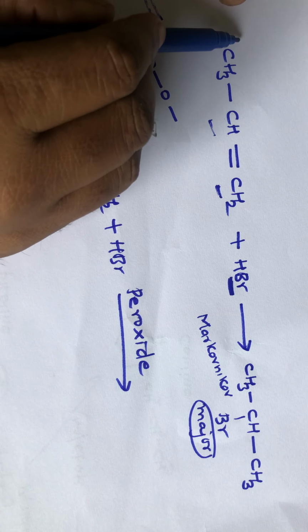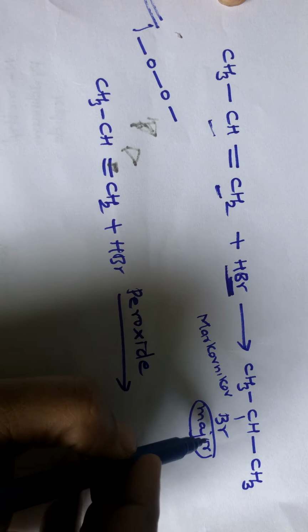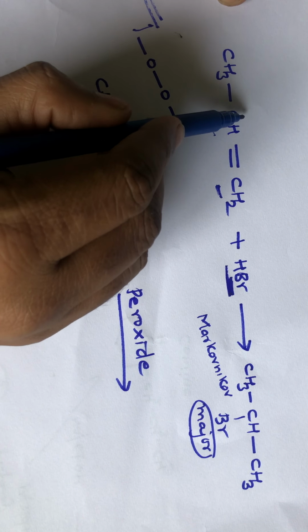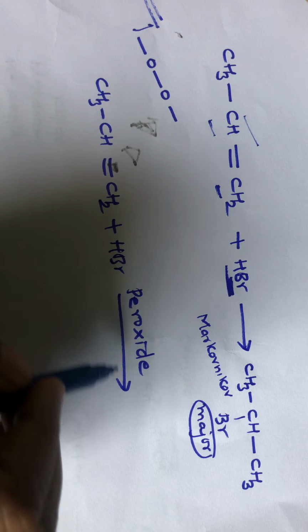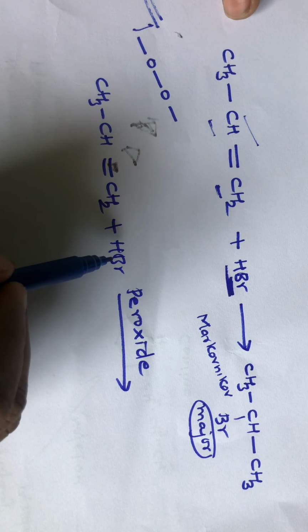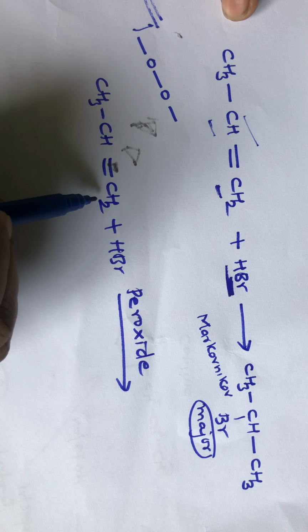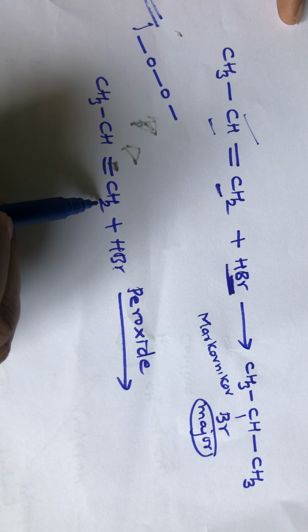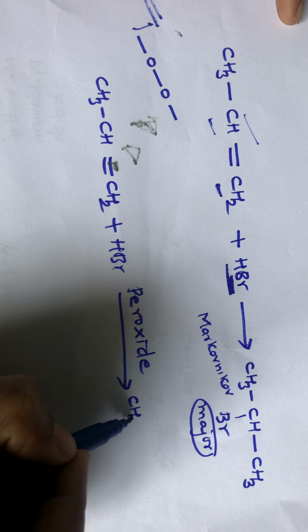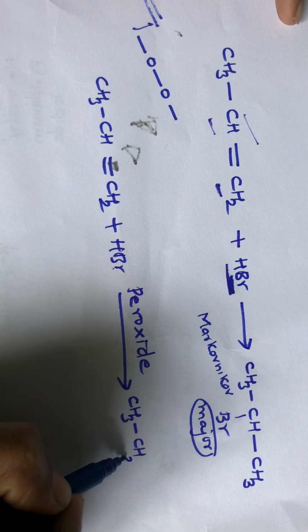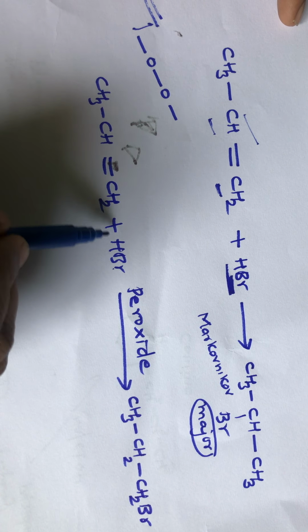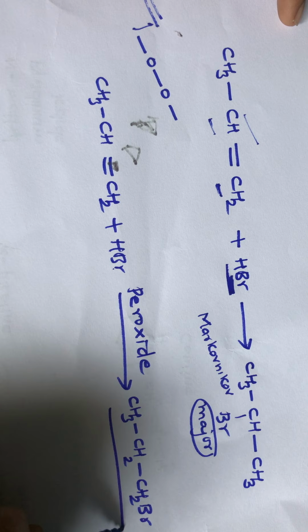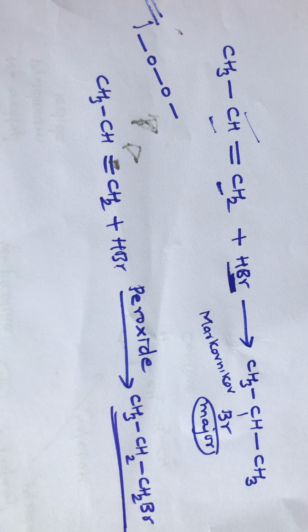See, when you are using only HBr, the negative part of the reagent will attack the carbon containing the least number of hydrogen atoms. But when you carry out the same reaction in presence of peroxide, the negative part of the reagent will attack the carbon containing more number of hydrogen atoms. That means the attack of Br takes place here. So we get this compound, CH3CH2CH2Br. That means the negative part will attack here and H will attack here. So this is the major product that you are going to get, that is 1-bromopropane.